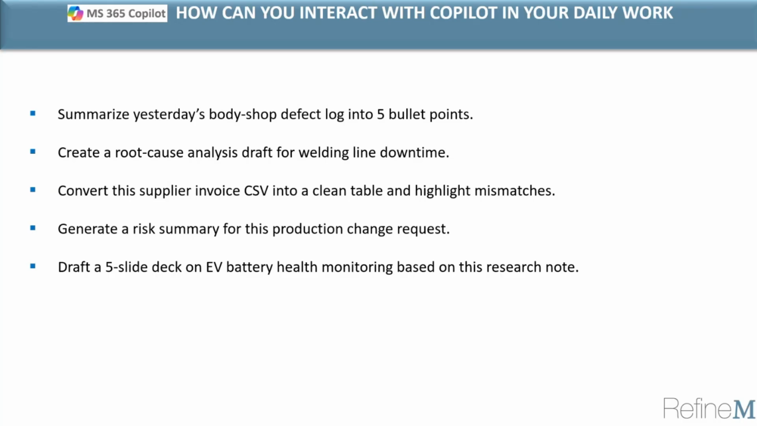Or you can convert your supplier invoice, a CSV file which has a lot of messy data, into a clean table, and you can also find out what problems and anomalies are there. You can generate a risk summary for your production change request. For example, you can create an IT proposal and ask it to include all the risk factors, or you can create a five-slide deck on EV battery health monitoring. These are some of the examples through which you can coordinate with your Copilot.